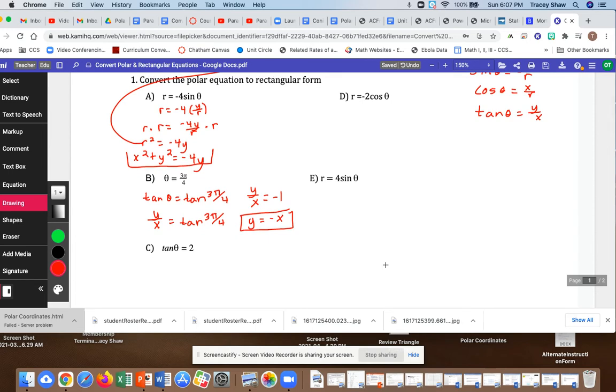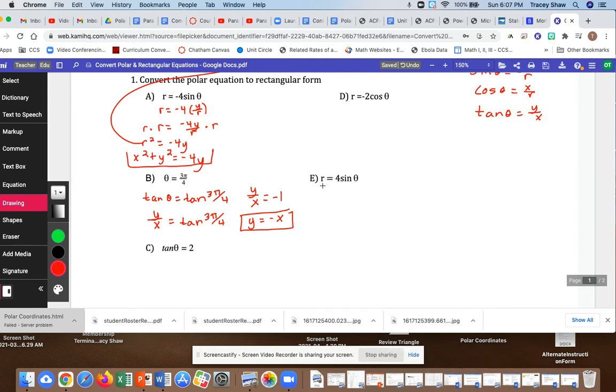Let's look at C. You know what? I think I'm going to leave C for you, because what I just did is kind of a big hint. You already know what tangent theta is. Use the fact that tangent theta is y over x. Let me go to E.